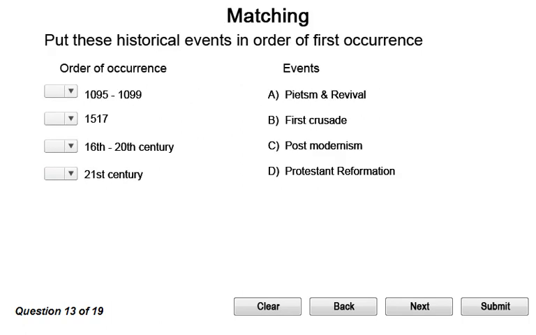And you put these events in historical order. We have Pietism. That was in the 16th to 20th century. The First Crusade, 1095. Postmodernism, the 21st century. The Protestant Reformation beginning in 1517 with Martin Luther nailing the 95 Theses to the door of the Wittenberg Church.